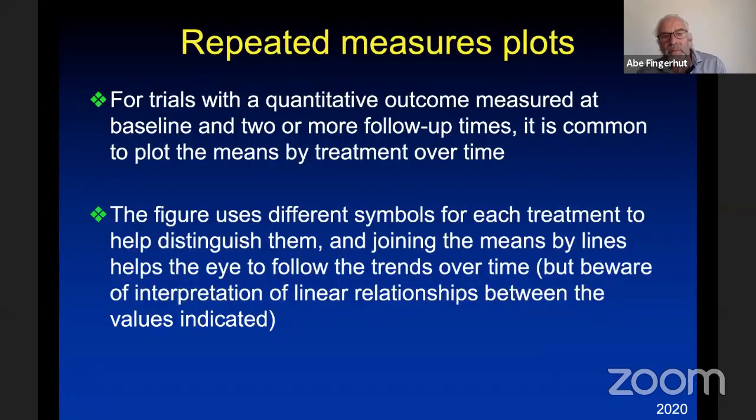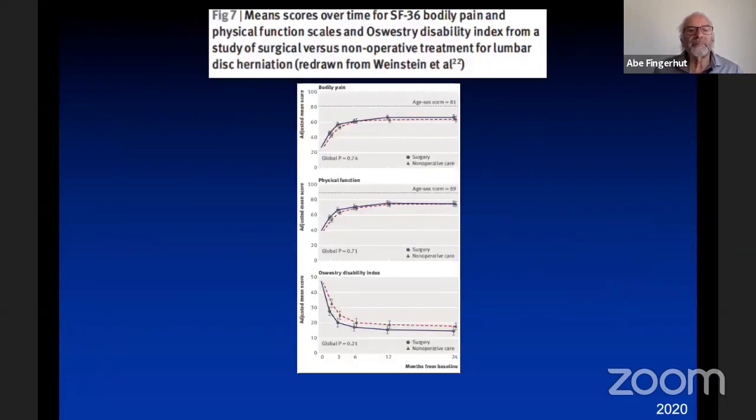Most often we use what we call repeated measure plots. These are useful for quantitative outcome measures at baseline, and then for more than one, in other words, 2 or more follow-up times. Make sure that you use different symbols for each treatment to help distinguish them. I'll show you an example. Here we have dots, and here we have triangles. Dots for surgery, triangles for non-operative care. You can follow the curves. You can see that they're fairly similar. Here the scale is okay.